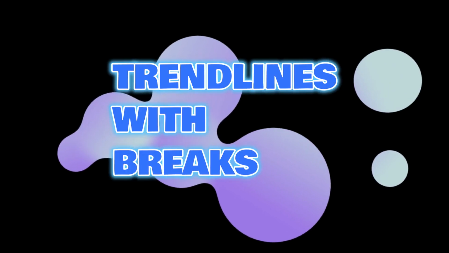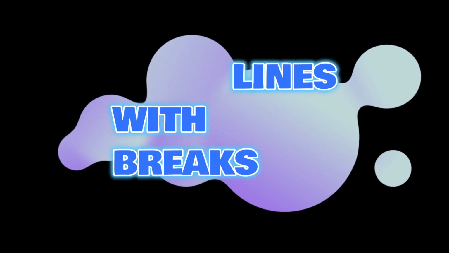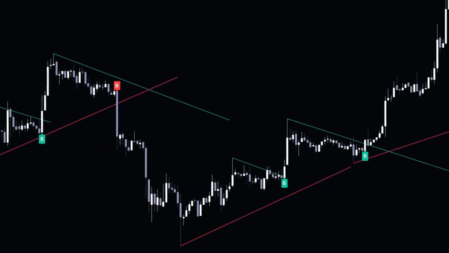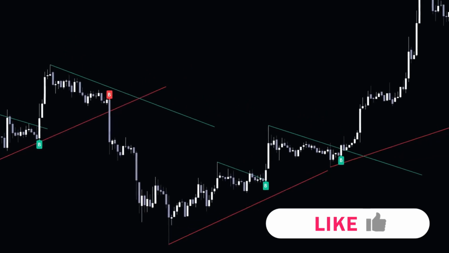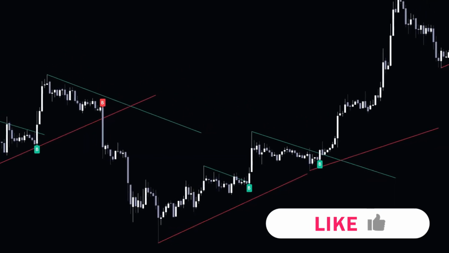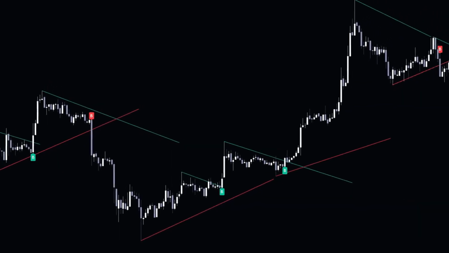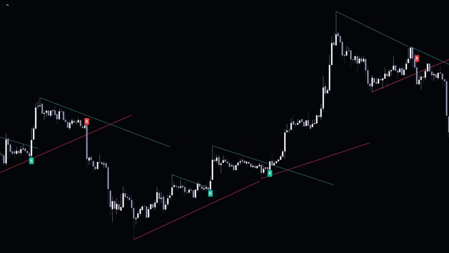So what's the magic ingredient? It's an indicator called Trendlines with breaks. Think of it as your personal trendline assistant. It automatically draws those lines for you based on pivot points. Now, if you ever struggle to figure out where to draw your lines, or if you just want a little extra confidence in your analysis, this is going to be a game changer.